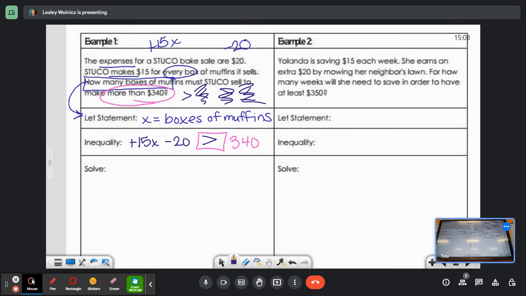All right, now we get to solve our beautiful inequality. I'm going to add 20 to both sides. That gives me 15x is greater than 360. Oh no, I wrote it as negative 15x and then I had to go back and change it because I made a mistake.